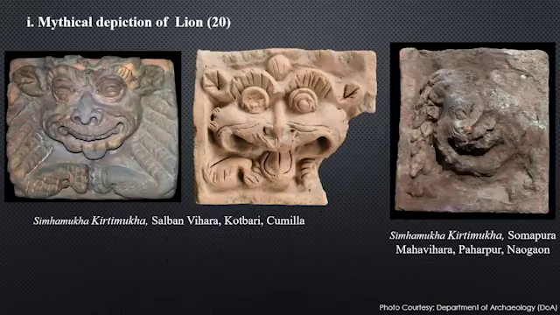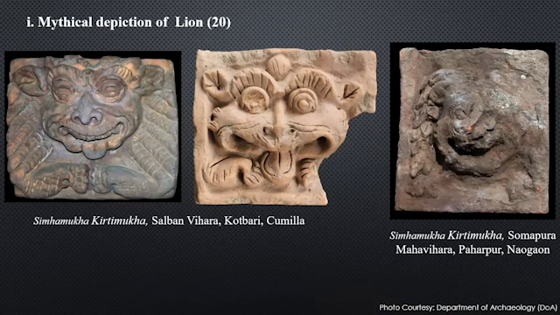The first criterion is mythical depiction of lion. 20 terracotta plaques are found with a mythical depiction of lion. These plaques of lion images were discovered at Paharpur, Ananda Bihar, and Rupbanmura Bihar. In our current study, 4 plaques have been found containing Sinhamukha Kirtimukha on them. An excellent plaque found in Shalban Bihar has a perfect image of Sinhamukha Kirtimukha on it.